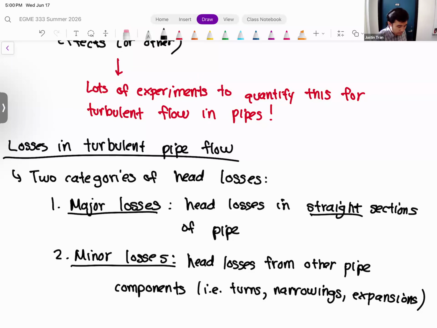Okay. Now the naming for this is terrible, right? Because it implies that with major losses you incur more energy loss in the straight segments of pipe, but that can't be further from the truth. So in fact, for a lot of piping systems, let's say that you have a piping system that requires a lot of turns, the minor losses actually end up being greater. You end up having more energy loss from all the turns and narrowings and expansions than the straight segments. So the naming convention major and minor have nothing to do with the relative magnitudes in a particular piping system.